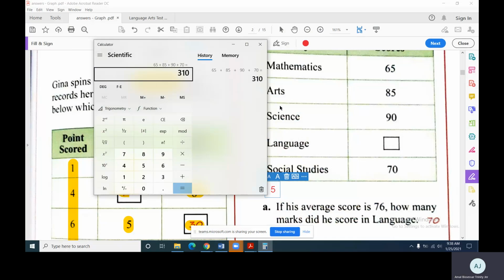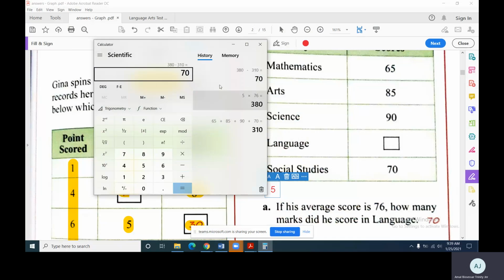So these marks add up to 310. However, I did 5 tests with an average of 76. So what I'm supposed to have is 380. So I'm supposed to get 380 because I did 5 tests at 76 average. And I actually only have 310. So if I am subtracting, the language arts score would be 70.